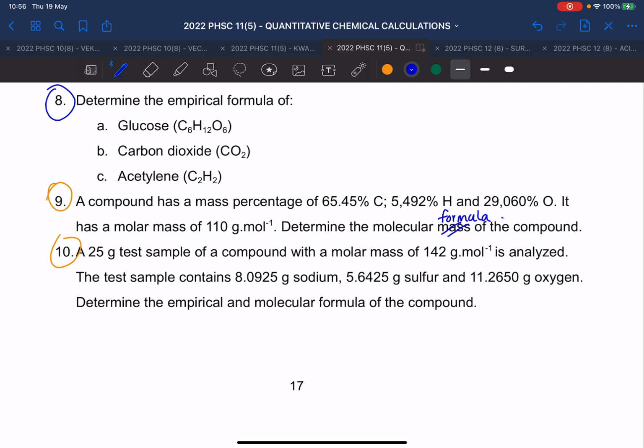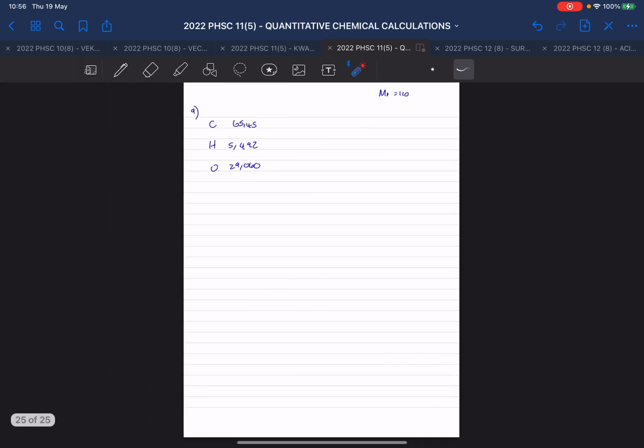Okay, right. So, not the molecular mass, because that I did give you, 110. It was for the molecular formula. So, just change the question, please, in your notes. The molecular formula. All right.